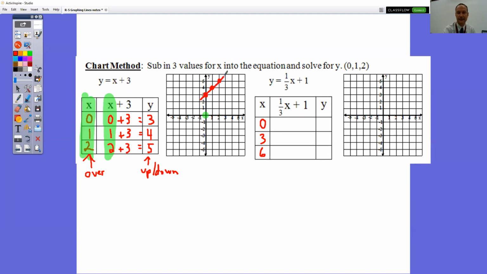Connect the dots, put your arrows, and you should always label your line. Don't forget to put the arrows on the ends. That's super, super important. You have to put the arrows on the ends of your lines. And all of these graphs today should form a straight line. If you get some sort of V-shaped graph, you did something wrong.